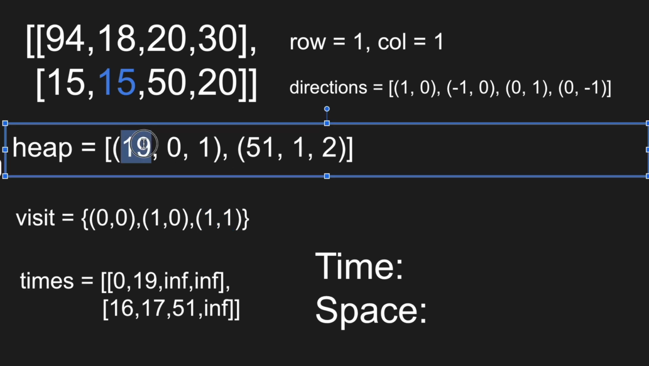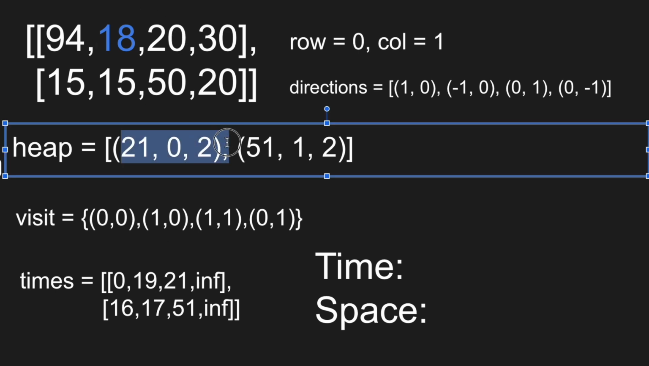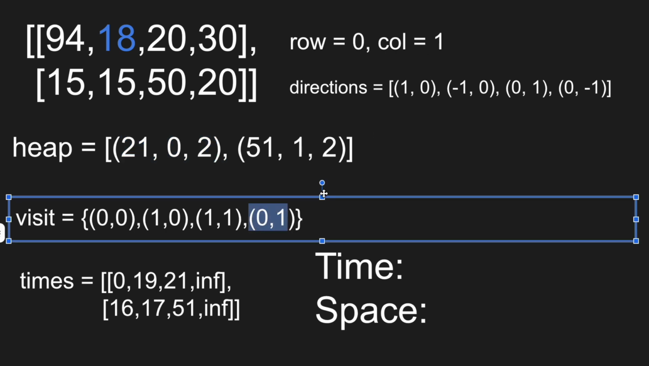So now we will pop this from the heap. And as we can see, this is at row 0, column 1. And this has been visited, this has been visited, nothing here. But this will take 21 seconds to get there because we have to wait till 20, and then it will take 1 second to come here. So that's why it's 21. Update it here, add it to the heap, and add row 0, column 1 to the visit.